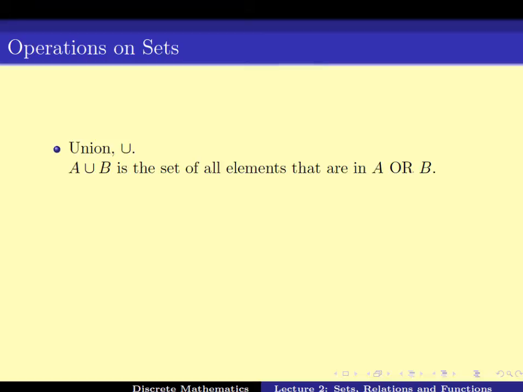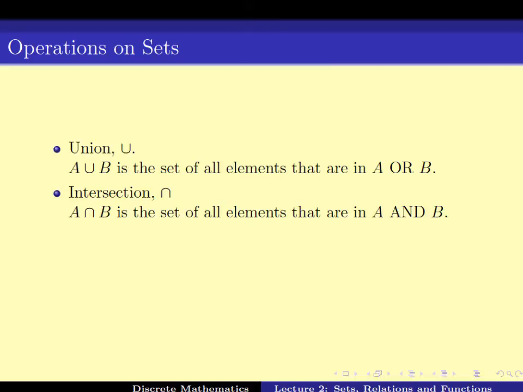Similarly, there is the other one which says the intersection. So A intersection B is the set of all elements that are contained in both A and B.